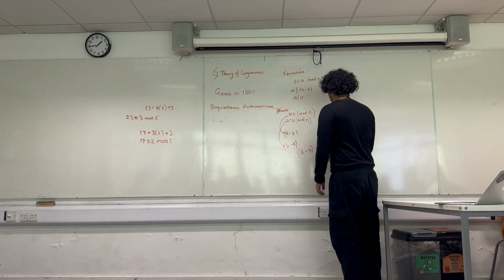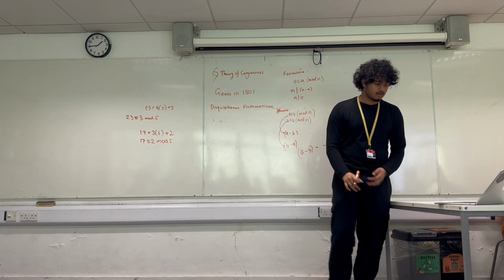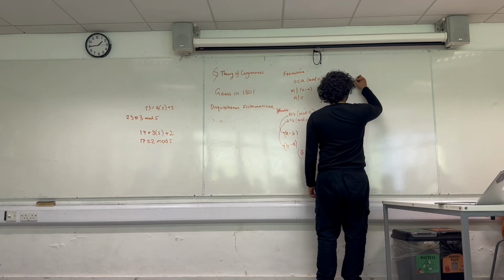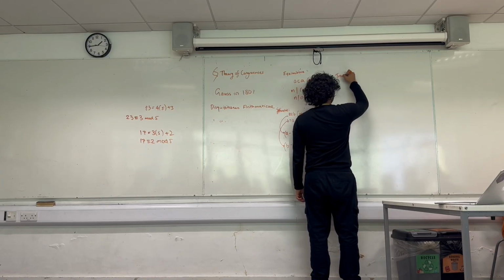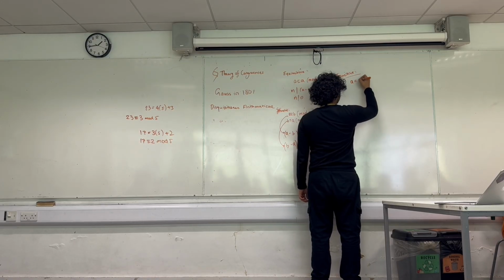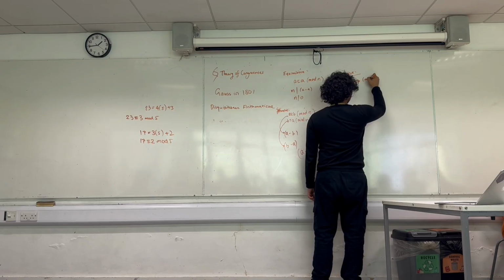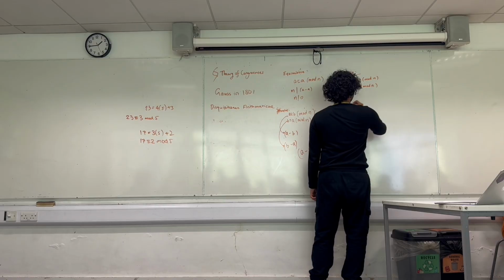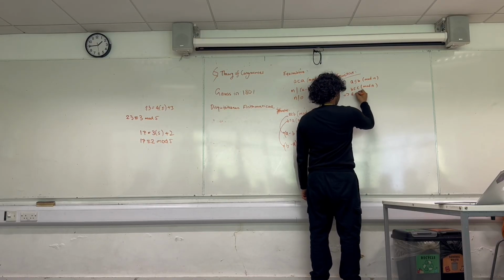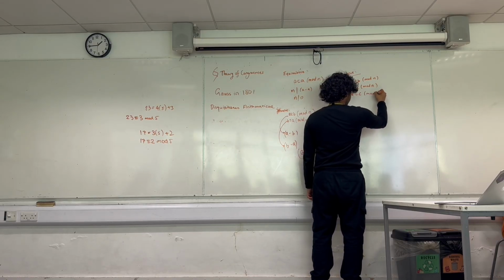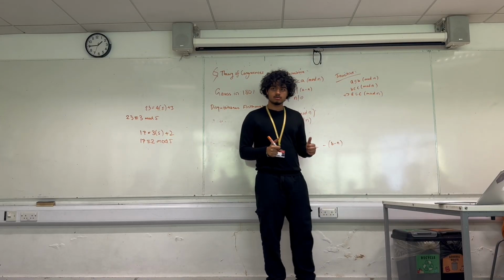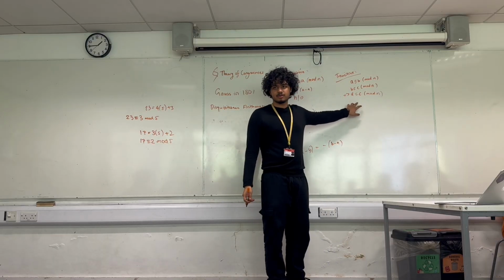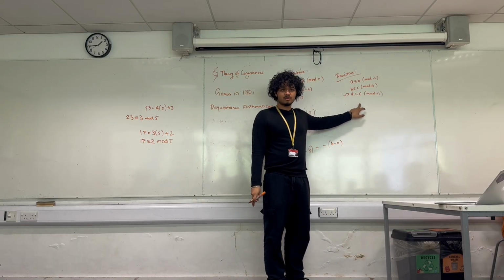I'll keep that there. The last one is the transitive property, which is that if a is congruent to b mod n, and b is congruent to c mod n, then that means that a is congruent to c modulo n. Does that make sense? Nice. Okay. So somebody give me an example of the transitive one. Come on, I want somebody else to do this one. Anyone? Daniel?